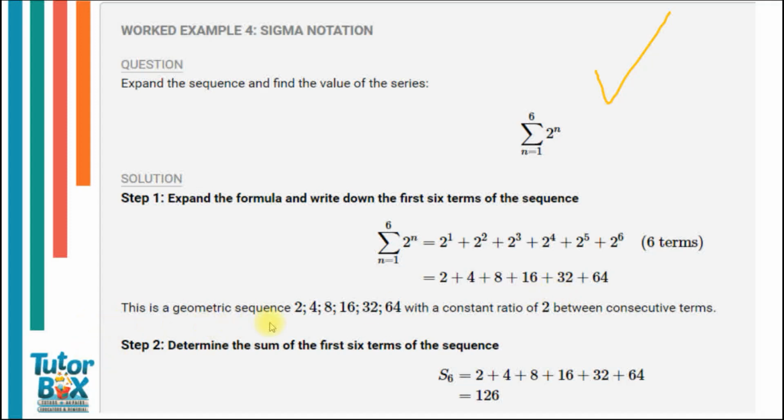So this is a geometric sequence, 2, 4, 8, 16, 32, 64, with a constant ratio of 2. You can just check this, guys. 4 divided by 2 is 2. 8 divided by 4 is 2. So our constant ratio is 2.